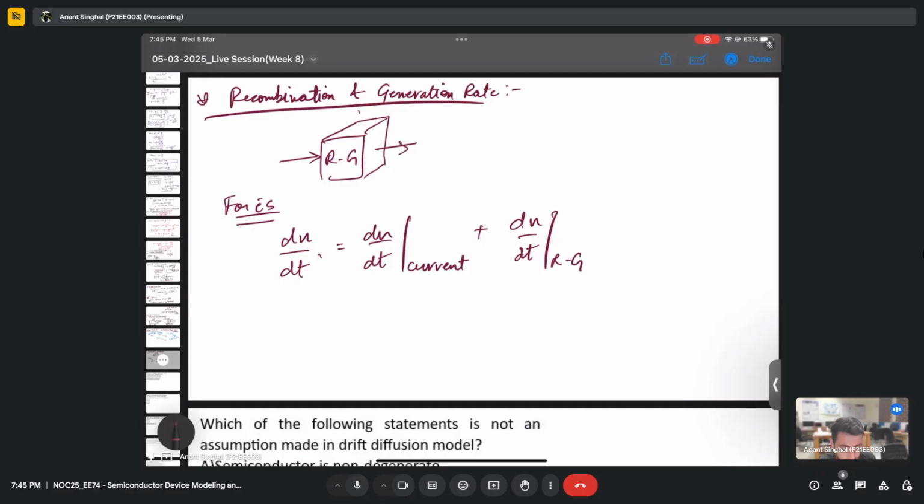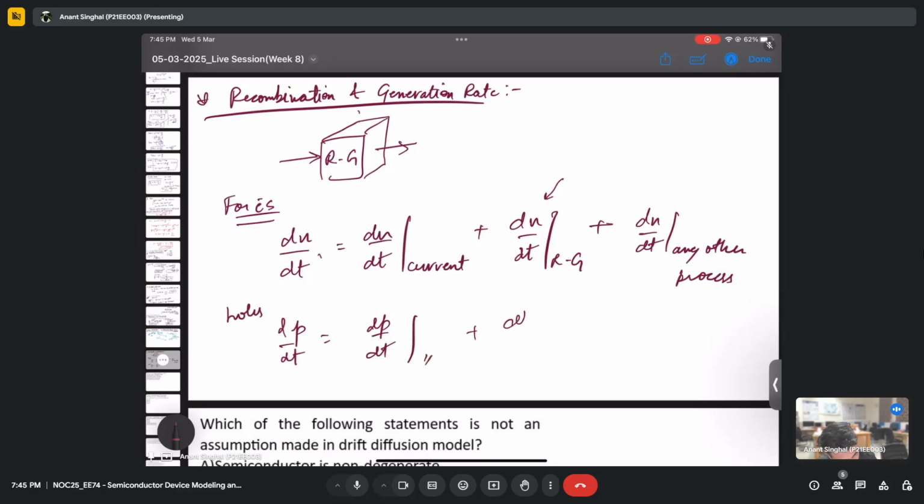Once these carriers collide with each other, they can recombine, generate, and it is one of the factors, and they are all time dependent. Or it can be due to any other process. The two main components are because of current and the recombination generation. Similarly, for holes, it will be the same, but it will be dp by dt. It will be dp by dt due to current plus dp by dt due to recombination generation or any other process.